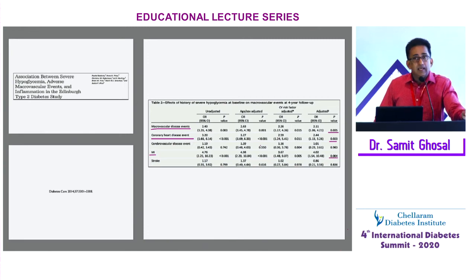Once again, I keep on repeating myself when I say severe hypoglycemia: severe hypoglycemia doesn't have a value. Severe hypoglycemia means any hypoglycemia which requires external assistance for correction of the symptoms. There is no value attributed to it.